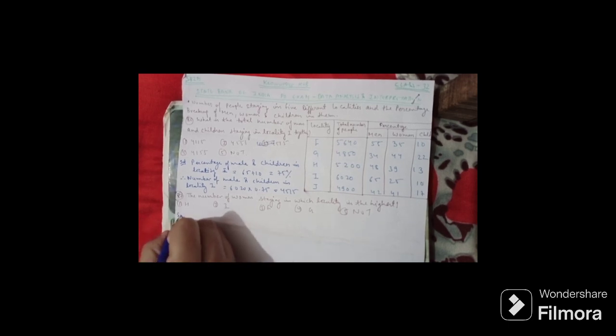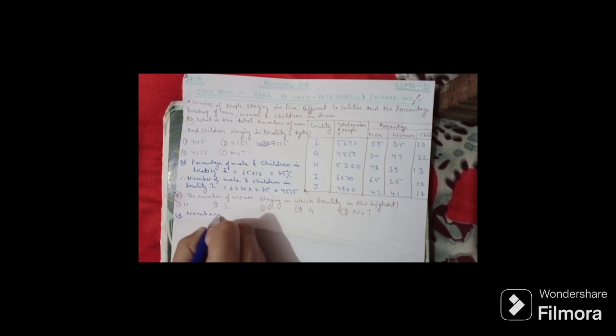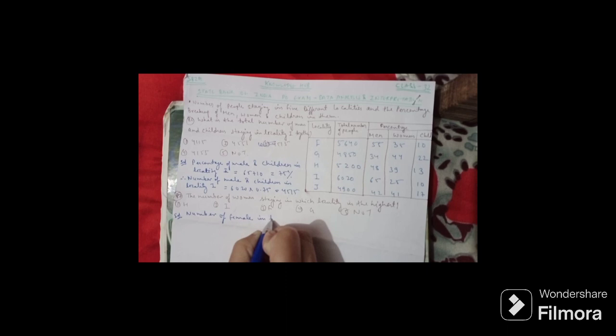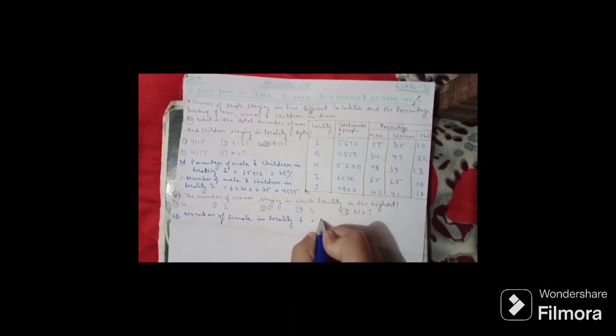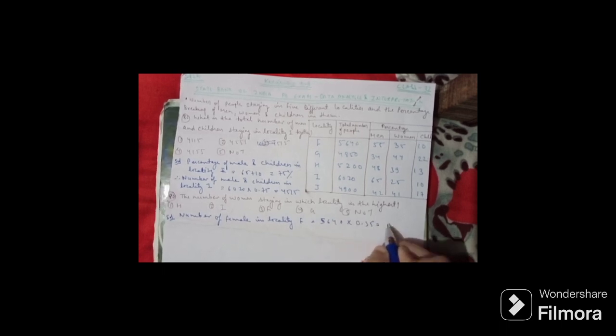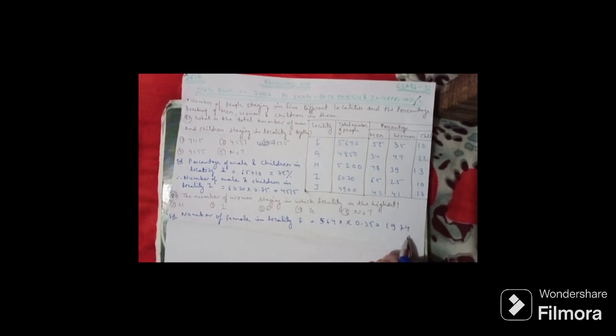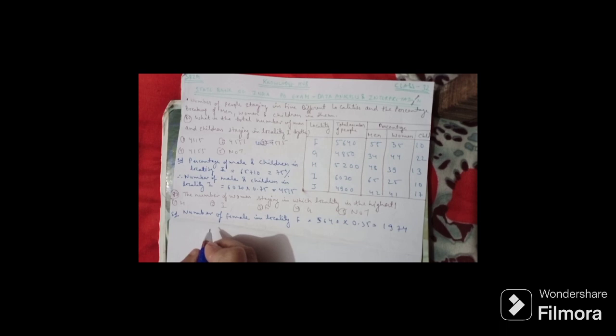So we'll go for it. Number of female in locality F equals 5640 into 0.35, which equals 1974. Number of female in the locality F is 1974.